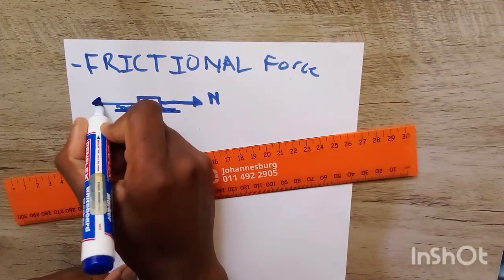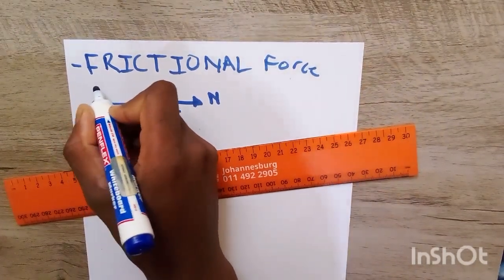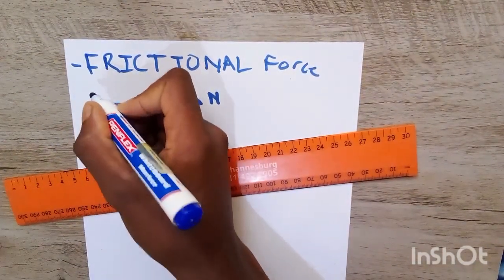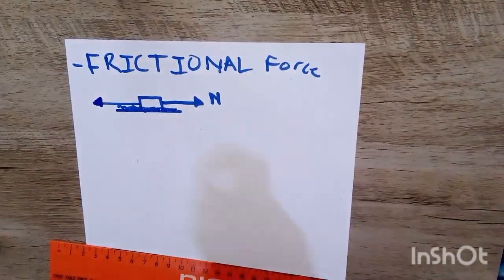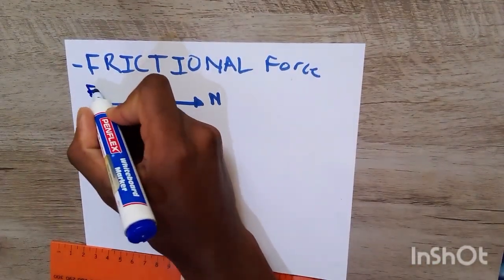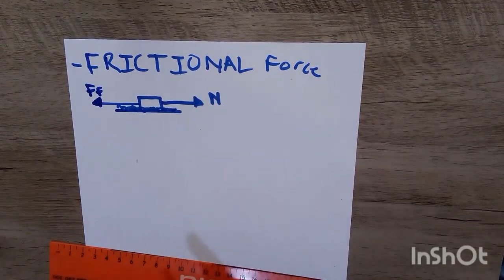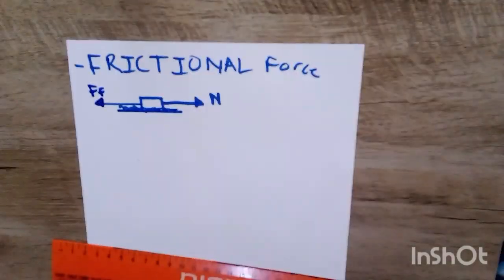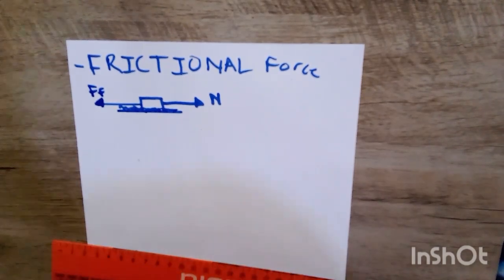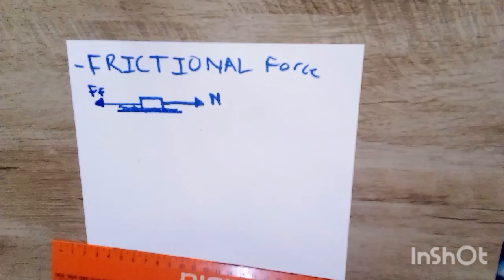Frictional force is going to oppose the motion of this object. It's going to oppose the motion, meaning it's going to move to the left. This is going to be our frictional force. It's going to move to the left. Now, the thing is this. The frictional force opposes the movement. If there is a movement to the right, it's going to move to the left.